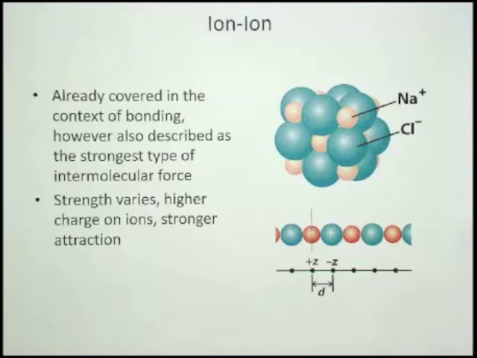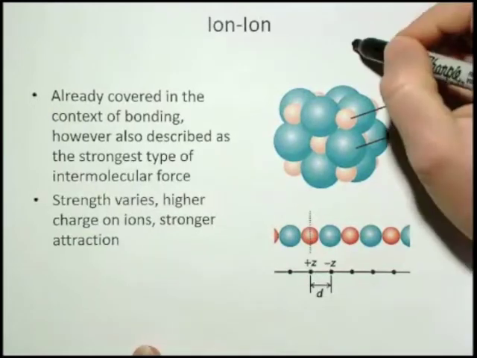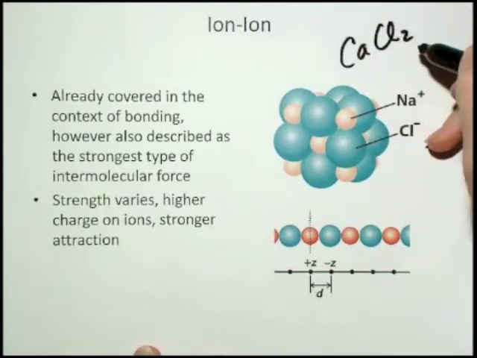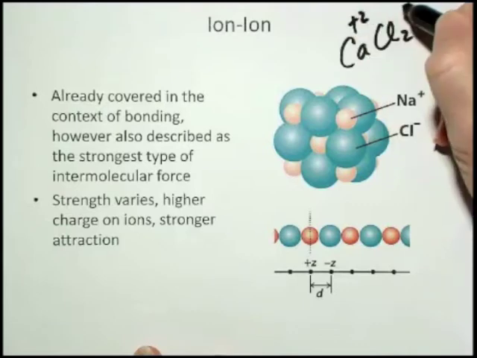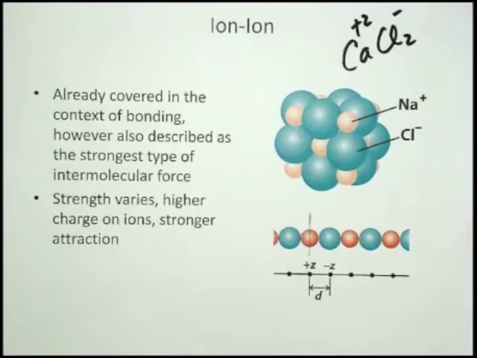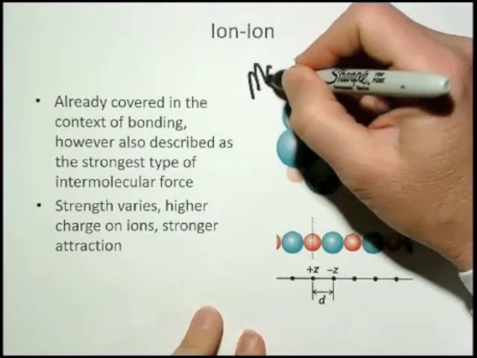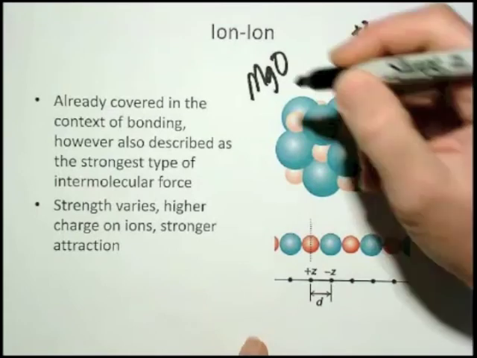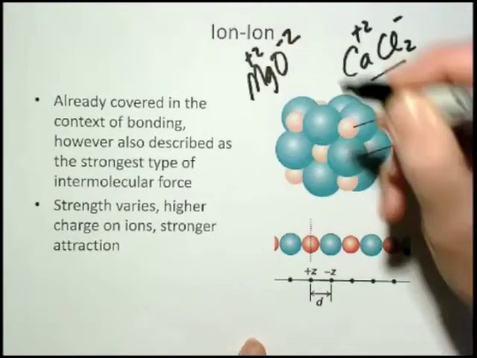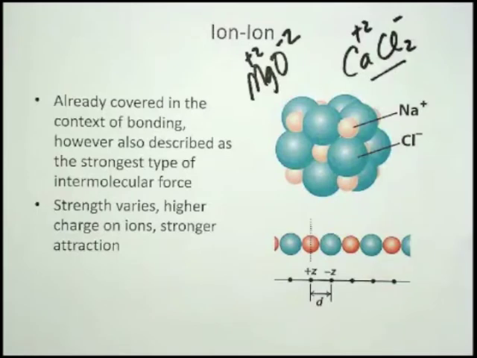And the strength varies. All salts are not alike. The higher the charge on the ions, the stronger the attraction. So for example, in this case we have sodium chloride, but if we had calcium chloride, calcium has a +2 charge. Chloride, of course, still has the -1 charge. We would expect the attractive force between the calcium and the chloride, and the various ions in that particular crystalline structure, to be stronger. And then, for example, if you have magnesium oxide, magnesium carries a +2 charge, oxide carries a -2 charge, we would expect an even stronger attractive force.